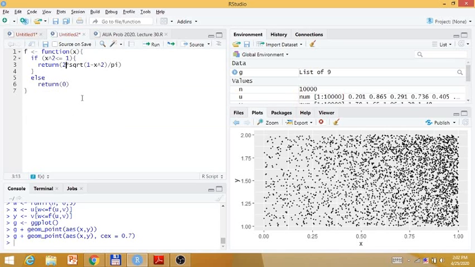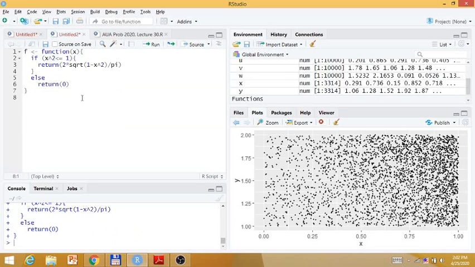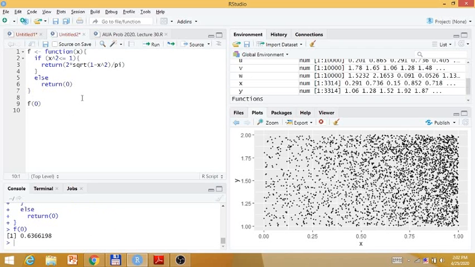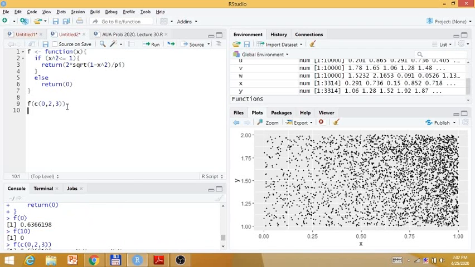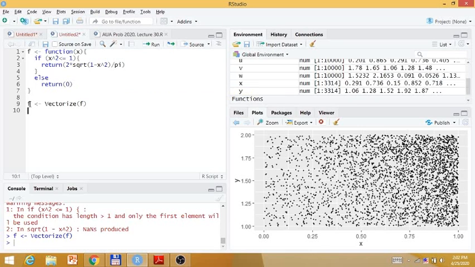So I'm running this code. Let me check. f at 0 is something. f at 10 is 0. Nice. So I need to vectorize. If I run this for a vector, it is calculating and giving an error. So let me vectorize this. If I write Vectorize of f, I have vectorized that.